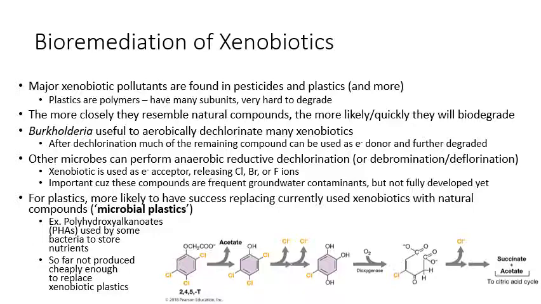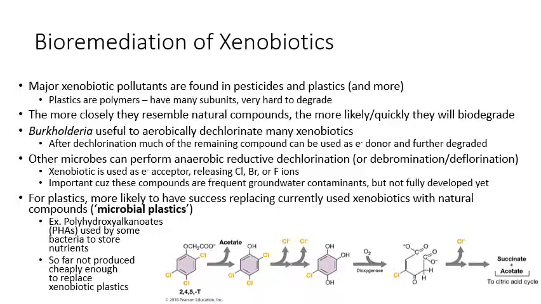But actually, in a lot of cases, it can go further, and after those chlorine atoms are removed, it's able to kind of chop the compound up and use the pieces of it as electron donors, producing even simpler and even less toxic waste products. So that's for aerobic dechlorination.